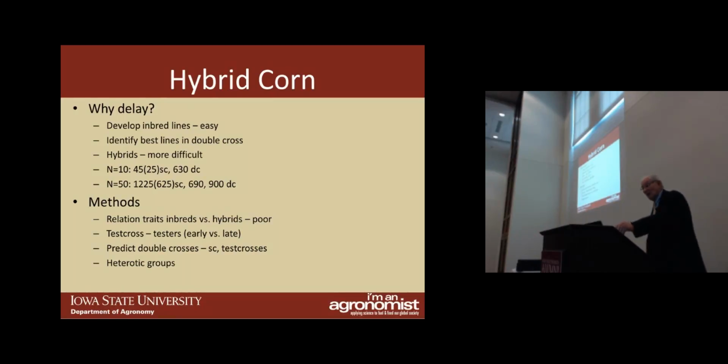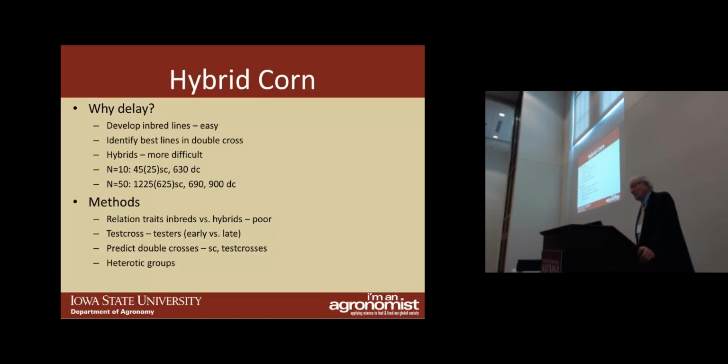Well, even if you got 10 lines, 45 single crosses or 630 double crosses. Or if you got heterotic groups, I'll get to that a little bit, you can have 25 single crosses. Same way, what if you got N equals 50 inbred lines, which wouldn't be unusual for anybody in a selfing nursery to have 50 lines he needs to evaluate. Well, that's 1,225 single crosses, 700,000 double crosses. How in the world are we going to do this?